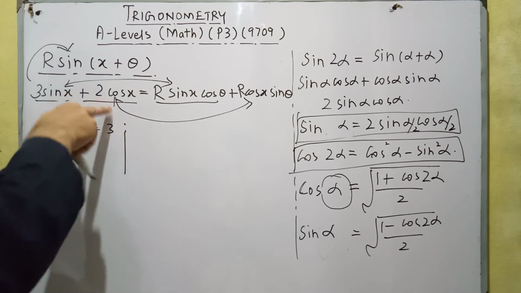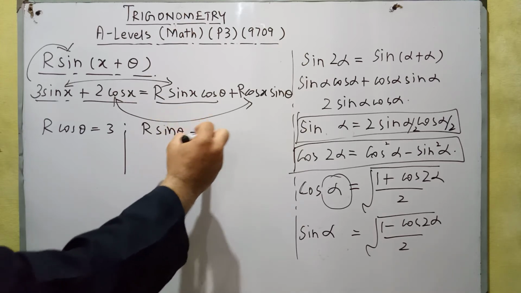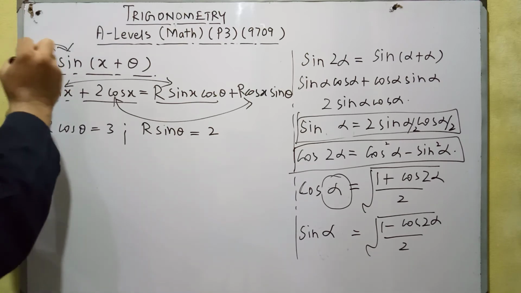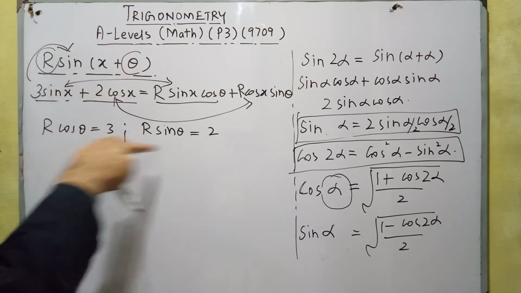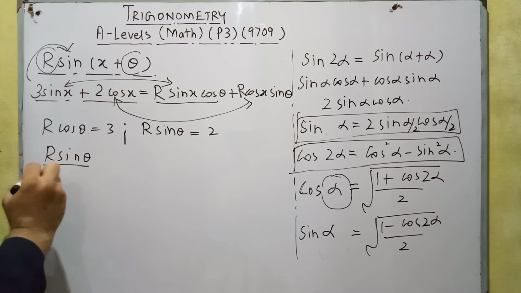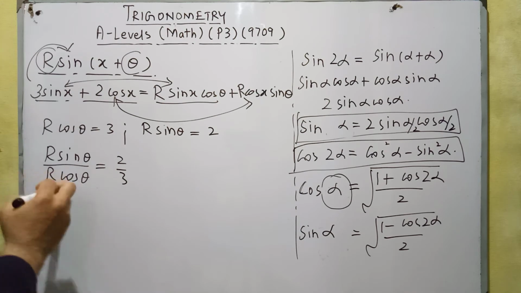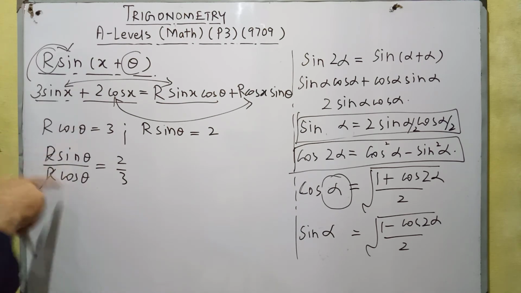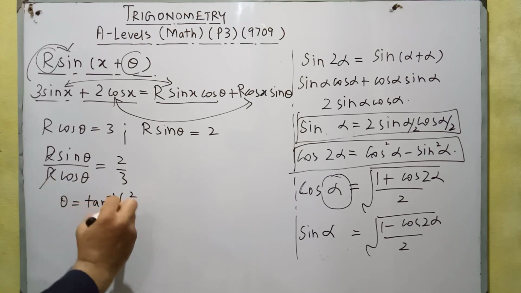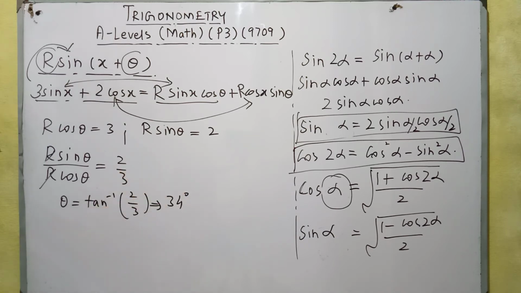And similarly, if we compare the cos x terms, we will have r sine theta equal to 2. Now we need to find r and theta using these two equations. If we divide these two equations, we will have r sine theta over r cos theta equal to 2 over 3. So r will be cancelled with r, and sine over cos is tangent theta. So theta will be equal to tangent inverse of 2 over 3, which is basically equal to 34 degrees.